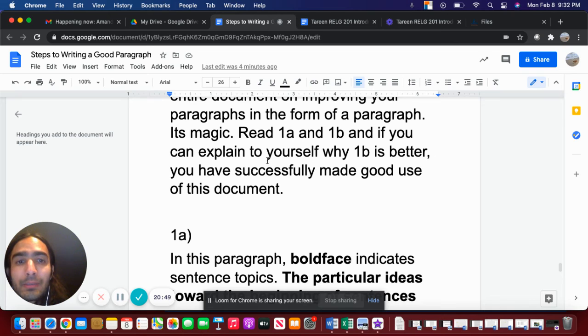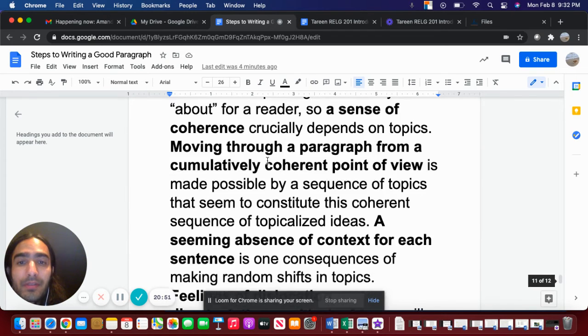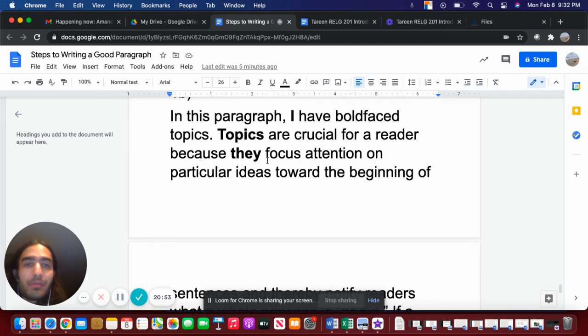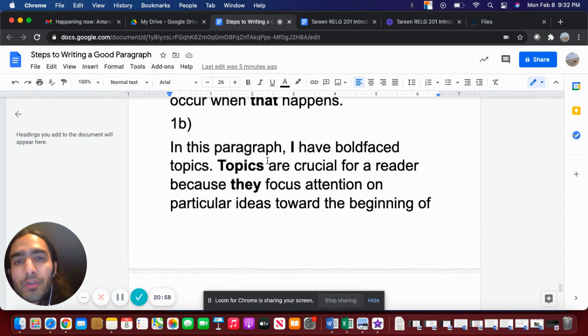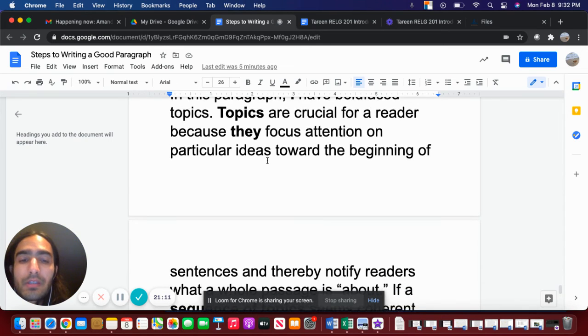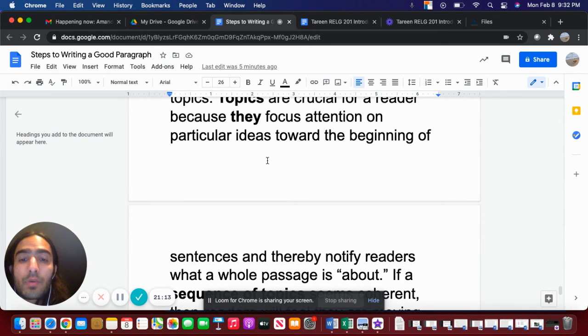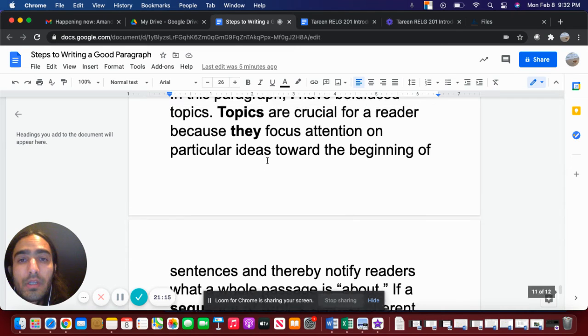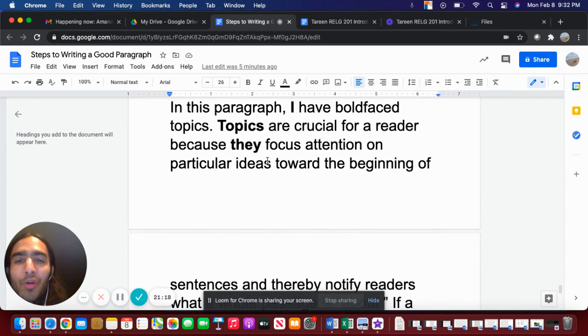And 1B is the paragraph that does the job here. So I'll just go to 1B right away and read it out loud for you. In this paragraph, I have bold-faced topics. Topics are crucial for a reader because they focus attention on particular ideas toward the beginning of sentences and thereby notify readers what a whole passage is about. So the topic of this paragraph is topics.